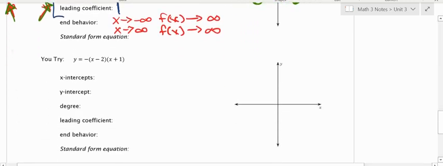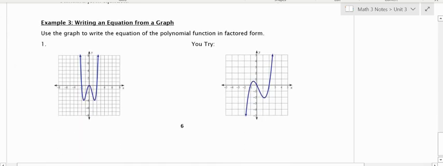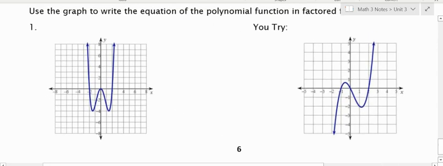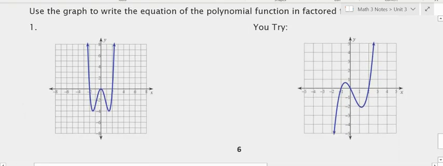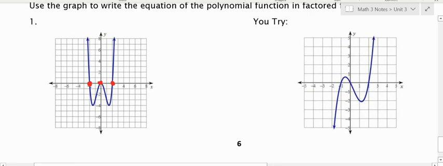The You Try will have you try it out. And then the last one is just writing it from the graph. So this one, all you're going to do is write out your factored form. So I'm going to go ahead and write all these out. This is an example of one, though. You can see the end behavior. It's an even degree, right? They're going the same direction.